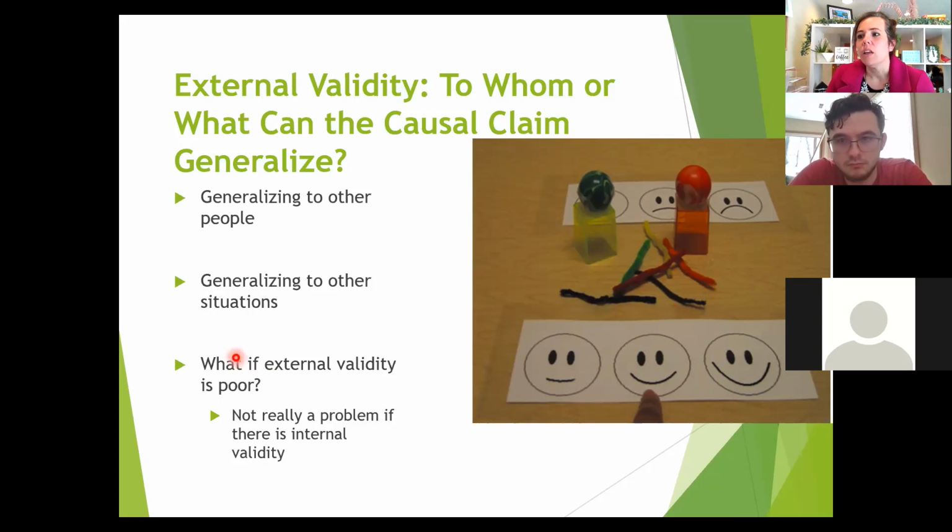Now, what do you do if the external validity of your study is actually poor? Well, that's not necessarily a deal breaker, especially if there is strong internal validity. So if you have an incredibly specific sample that you utilize, that may be okay, because future studies can look into replicating the study with a larger group. But you need to then have really, really strong internal validity.